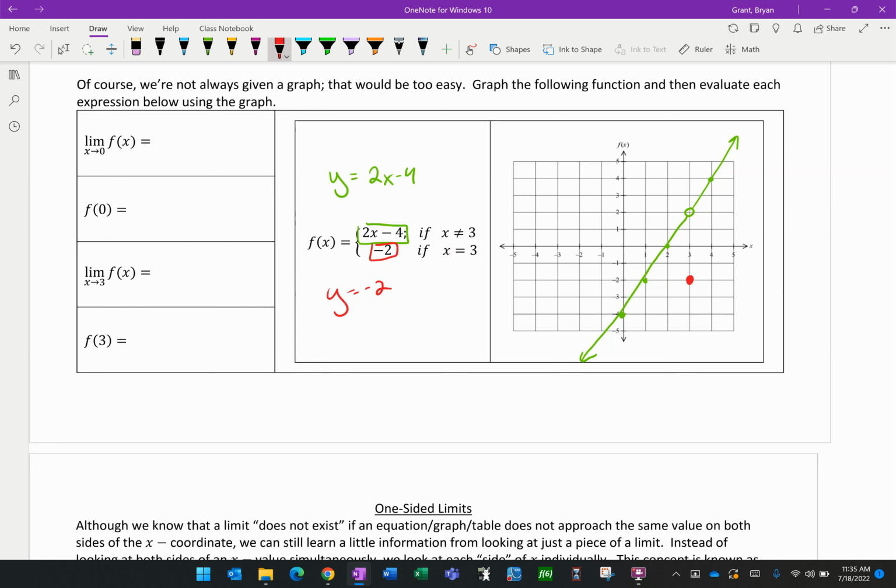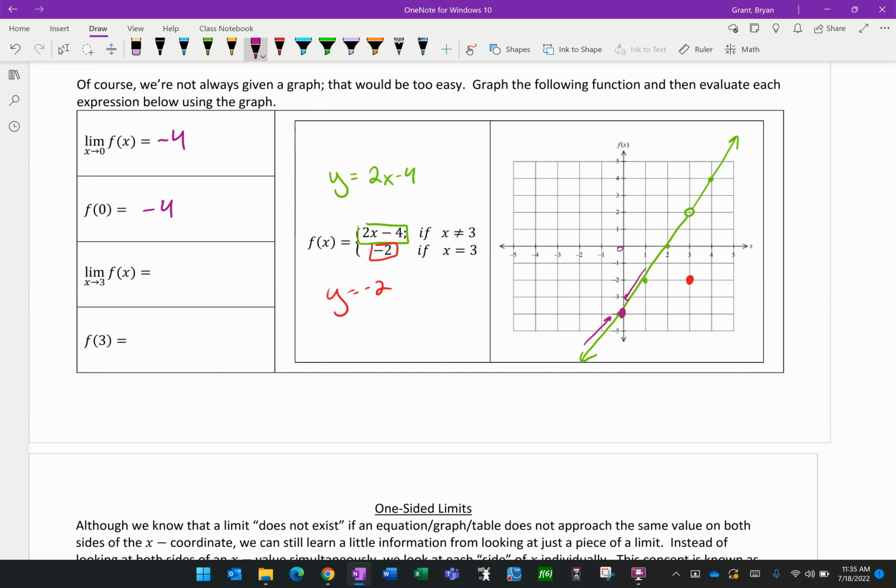Let's go ahead and answer a few questions about it. First, the limit as x approaches 0. So let's see, 0, this is an x of 0. As we approach 0, we get closer to what value on each side? Looks like negative 4, huh? And then what happens exactly at 0? Well, there's a point, negative 4.